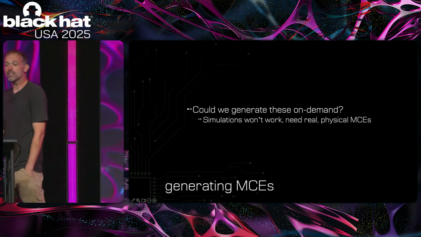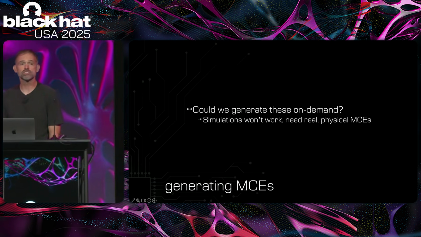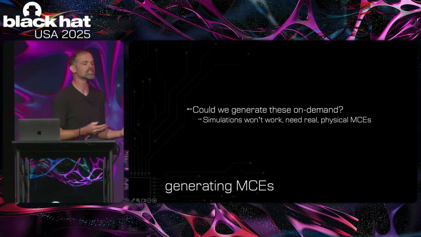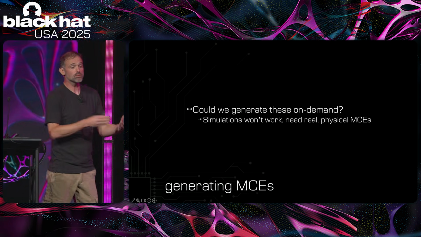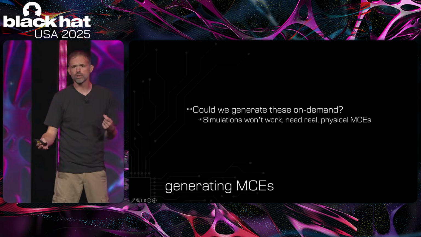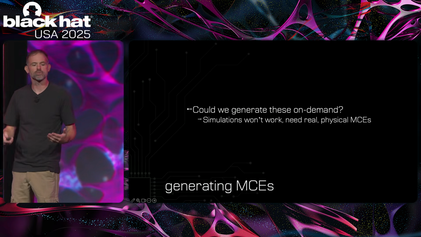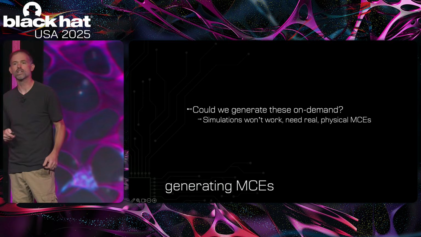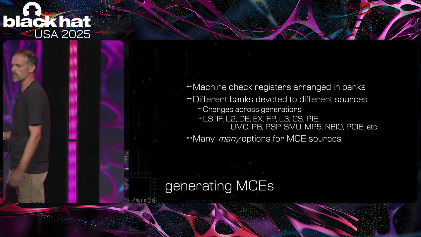So maybe we could generate these things on demand. Simulations don't work. There's some tools like MCE inject that can simulate a machine check, but all they really do is call the operating system handler. They don't actually interrupt anything. So we need real physical machine check exceptions for this hammer.